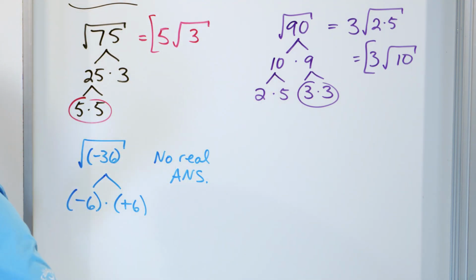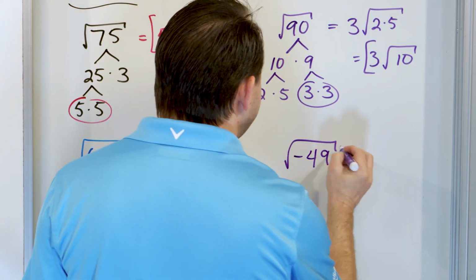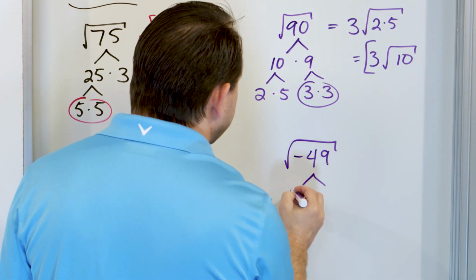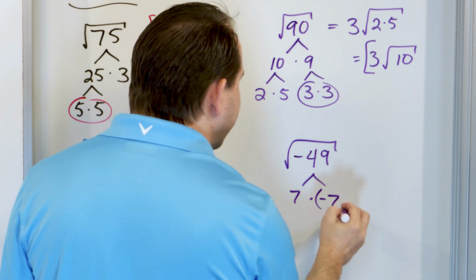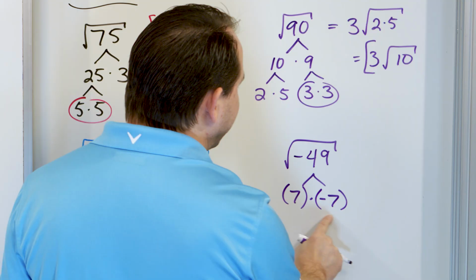I'm showing you with the factor tree that it makes sense, is really all I'm trying to do here. Same thing with negative 49. If I take the square root of that, I think, well, what times what will give me that? I know 7 times 7 works, but 7 times 7 will give me positive 49. So really the only way it works is if it's 7 times negative 7. That'll give me the negative 49, but these aren't a pair.